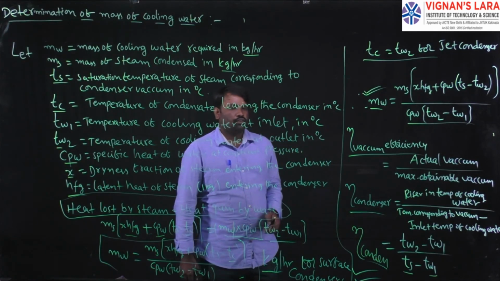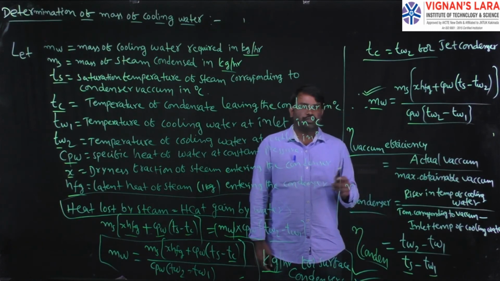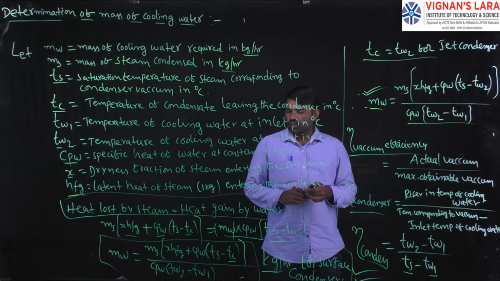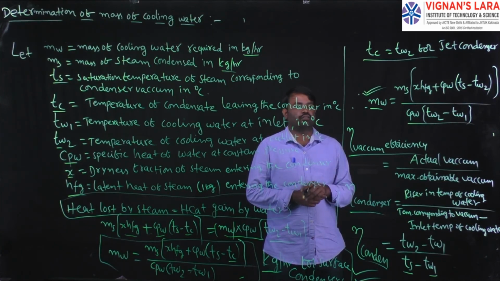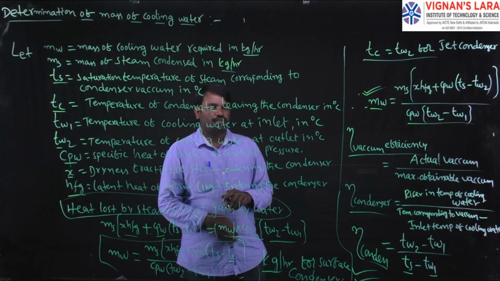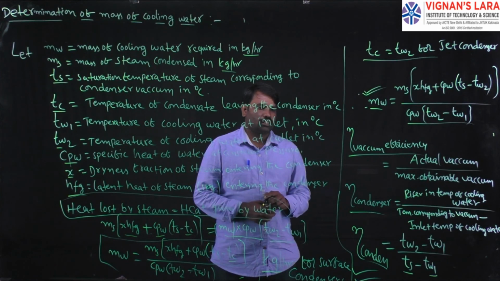While solving problems on steam condensers, we are always solving within these parameters. First, the cooling water requirement for the type of condenser, surface condenser or jet condenser. And then the efficiencies, vacuum efficiency and condenser efficiency, that we have to find. We always expect a higher vacuum efficiency inside the condenser device.